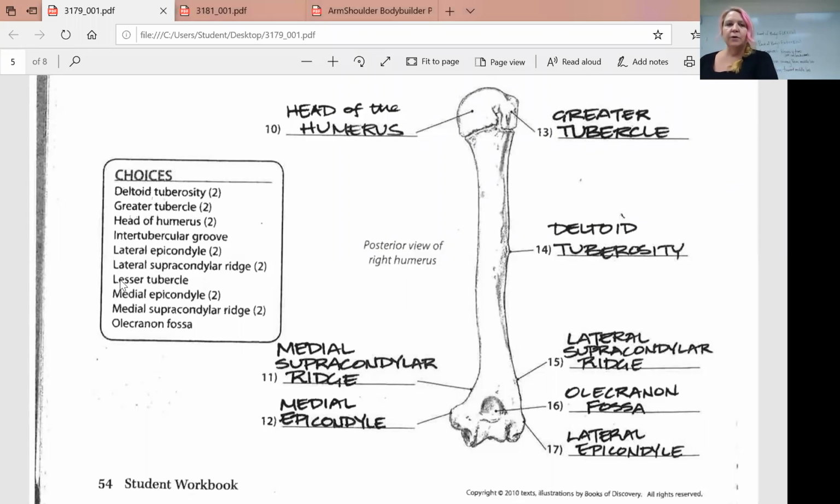And then below that, we have the lateral epicondyle.